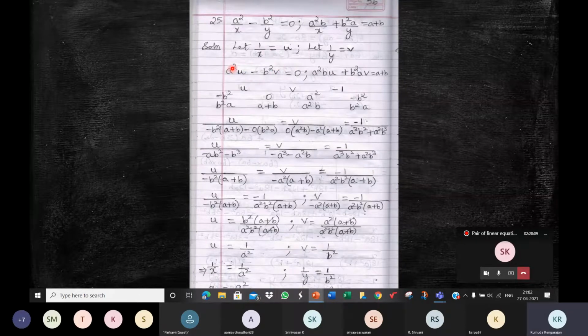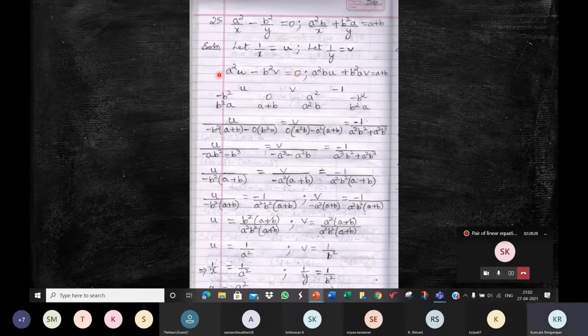Linear. A square is the coefficient. A square here is the coefficient. B square is a coefficient. We are not looking at this. See, if in general this was given to you, say not in this chapter.